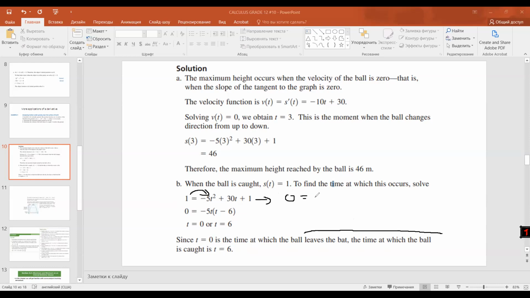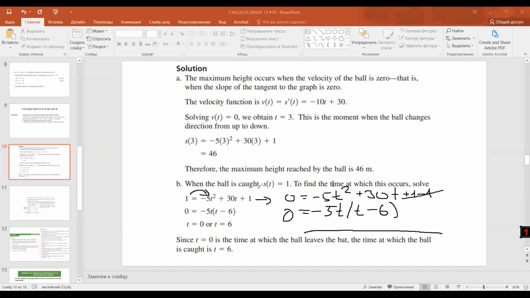So you get 0 equals minus 5t squared plus 30t plus 1 minus 1. Simplify it and we get minus 5t squared plus 30t. Now we factorize it: minus 5t times t minus 6. And then you get 0 equals minus 5t times t minus 6, so t equals 0 and t equals 6.